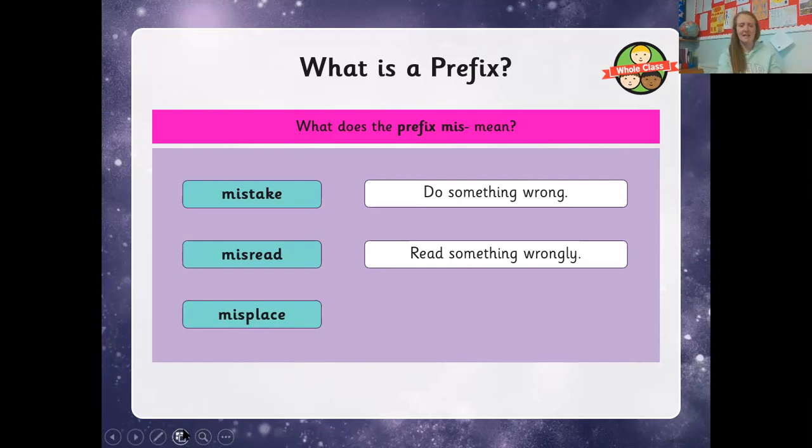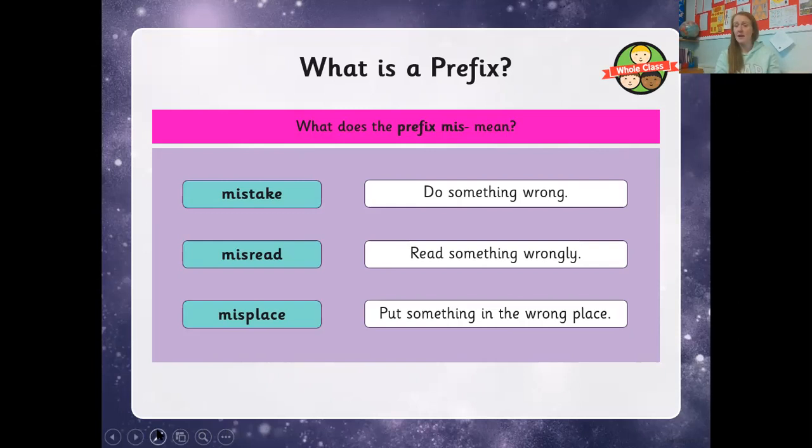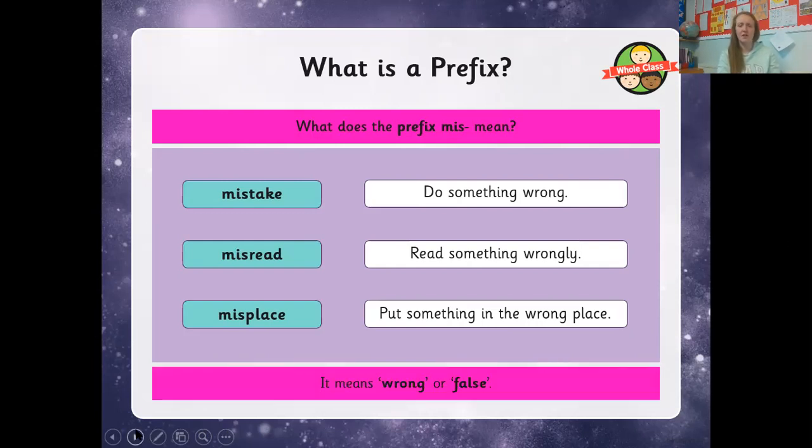Misplace. That means to put something in the wrong place or to lose something temporarily, like we spoke about earlier. So what are the meanings of these? I hope you managed to get 5. It means wrong or false when we put miss in front of a root word. So mistake means we've done something wrong. If we take the root word take, if you imagine you're making a film, for example, we call it a take. So it's your try at doing something. But if you make a mistake, it means that you do the take, the thing, wrong.